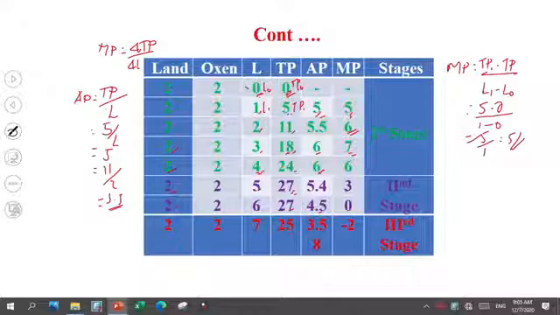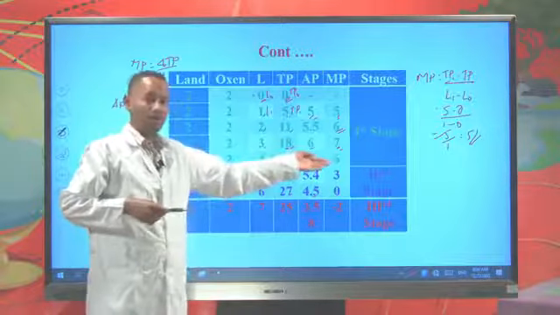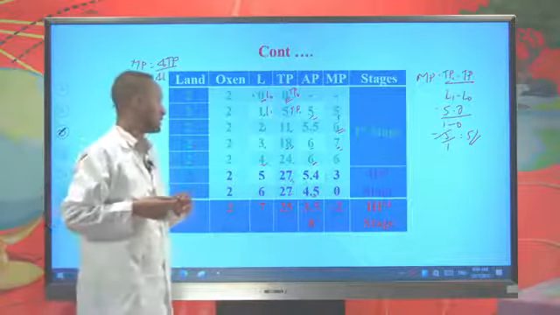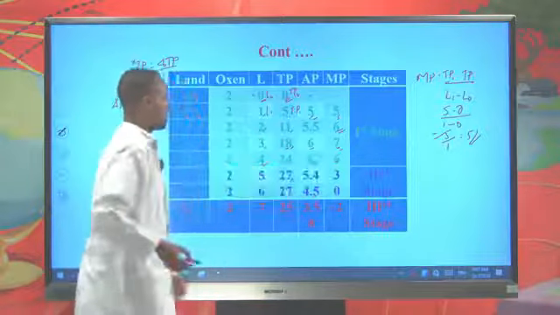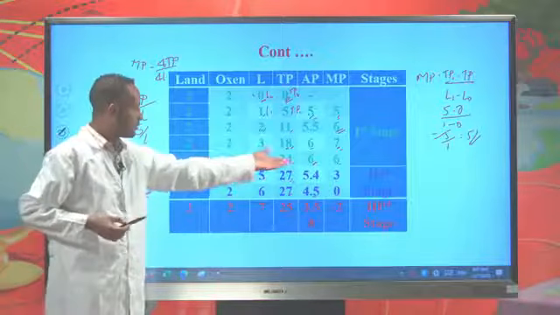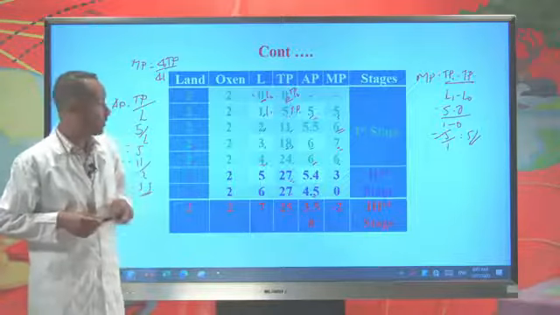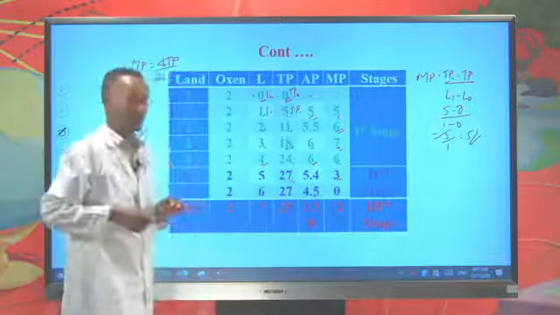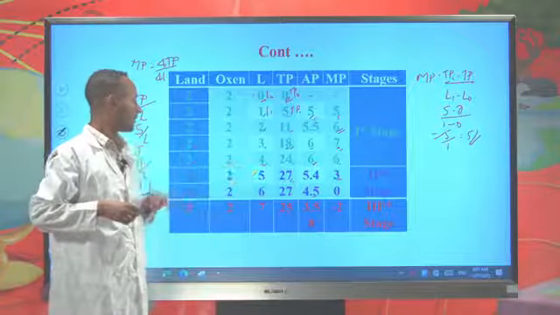And again, if 3 labors produce 18 quintal and 4 labor produces 24 quintal, then the additional output produced from the additional implement of the variable input labor is 6 quintal. That is mathematically calculated by dividing 24 minus 18 by 4 minus 3, which is 6 quintal. Again, if 4 labor produces 24 quintal and 5 labor produces 27 quintal, the additional output produced from additional implement of the variable input labor is 3 quintal. Mathematically, it is calculated by dividing 27 minus 24 by 5 minus 4.